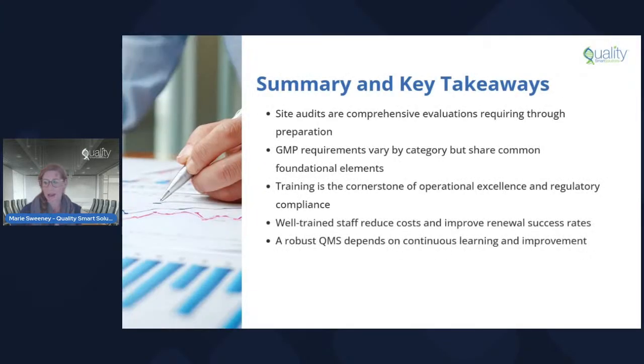All right, so our summary and key takeaways for today are: site audits are comprehensive evaluations requiring thorough preparation. You can do these in-house or with a third party, but either way, you want to make sure that you are ready at all times for an audit. And then GMP requirements will vary by category and by country, but share common foundational elements. Training is a cornerstone to all operational excellence. I don't care what kind of company you have, regulatory compliance is key to having properly trained staff. And then well-trained staff do reduce the cost and improve your renewal success rates, and a robust QMS, or quality management system, depends on continuous learning and improvement.